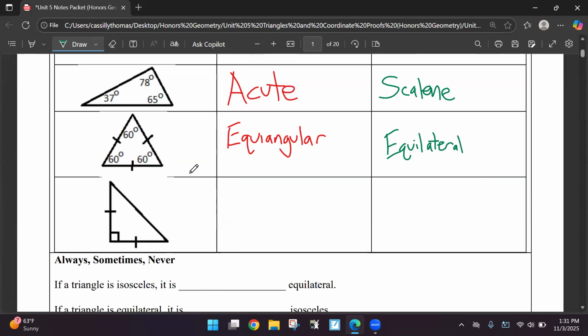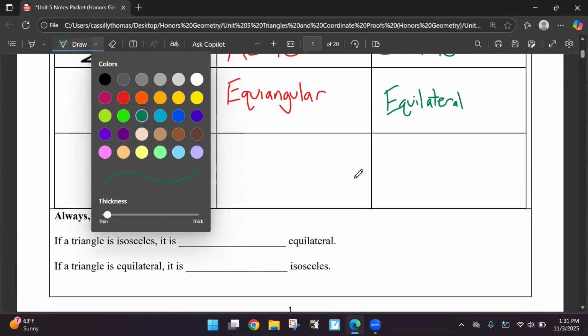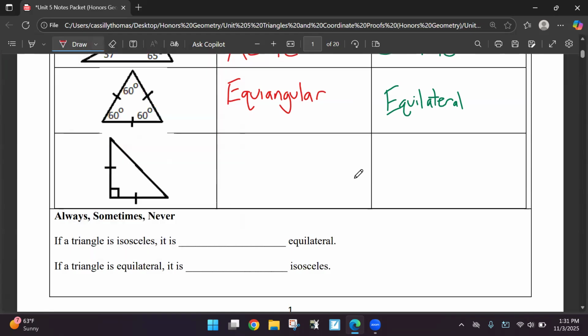All right, so you have the tally marks or the tick marks, so we know they're all congruent. They're telling us every single angle is congruent, every single angle is 60 degrees, so it's both equiangular and equilateral. And the last one here, we have a right angle, so this is a right triangle. We also have two tick marks on here, so we know that this guy is isosceles. Two sides are congruent, so we're going to say isosceles triangle. All right, and that one's done.